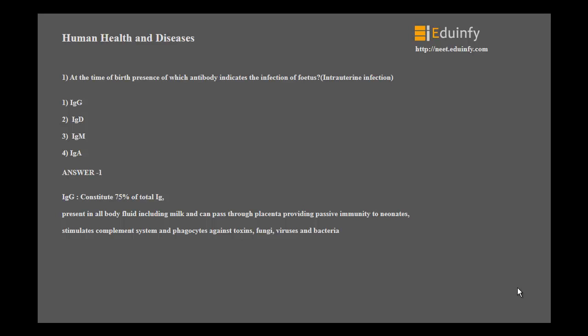IgM, these are the largest of all immunoglobulins. It has 10 binding sites. It activates B cells along with the IgD. These are the first to reach the site of infection, and it activates the classical pathway of complement system.